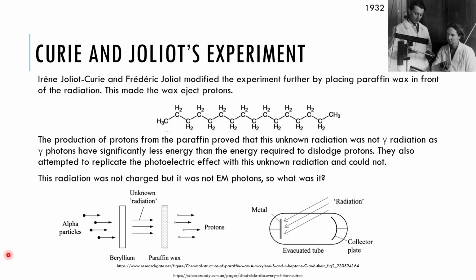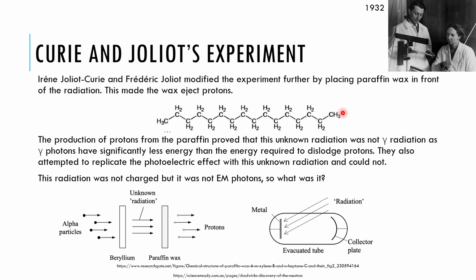Essentially, the wax was able to eject protons. Paraffin was a good source of protons because it contains lots and lots of hydrogen. So if you can knock off one of the hydrogens from the carbon chain, then you have high velocity protons. Because they were able to produce protons off the paraffin wax, it proved that the unknown radiation was not gamma radiation, as photons didn't have enough energy to dislodge the protons from the carbon chain. So at this stage, they were pretty sure that the radiation was some type of matter.